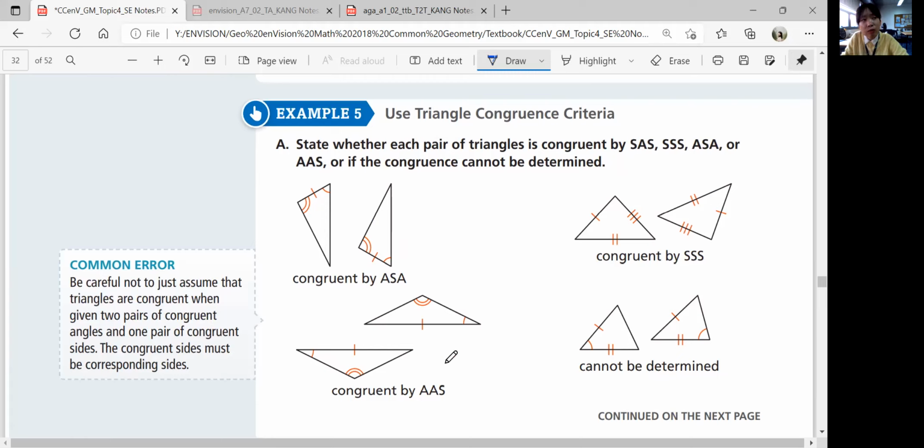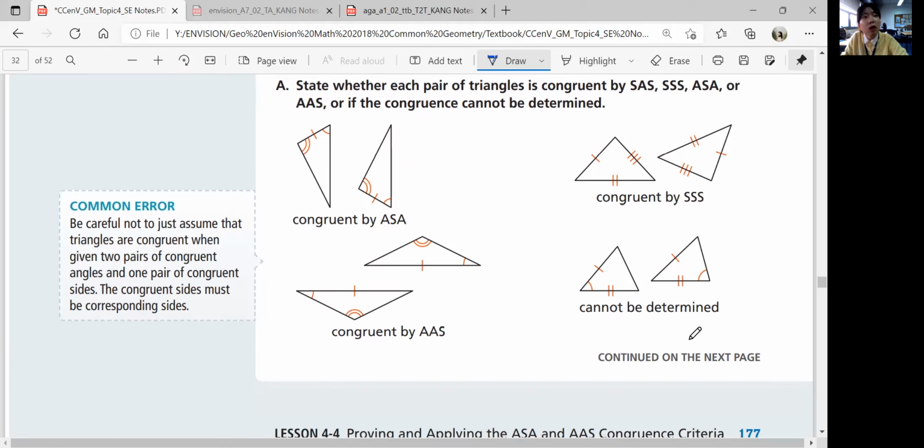These triangles are congruent by AAS, okay? The side is not included. And these two triangles cannot be determined. The angles are not corresponding to each other, right? So if you look at examples of triangles, can you determine which theorem you are going to use?